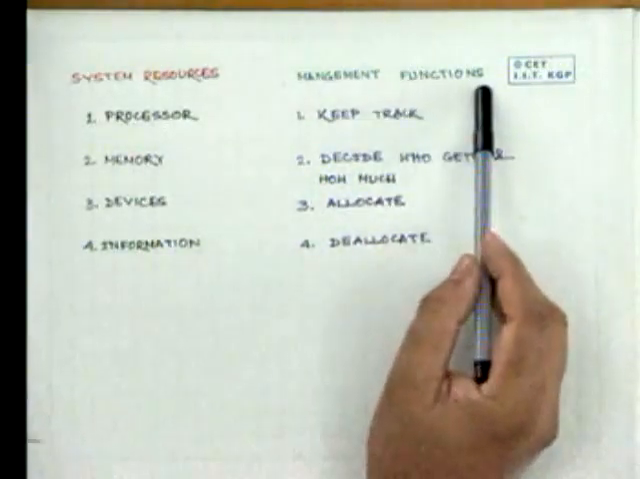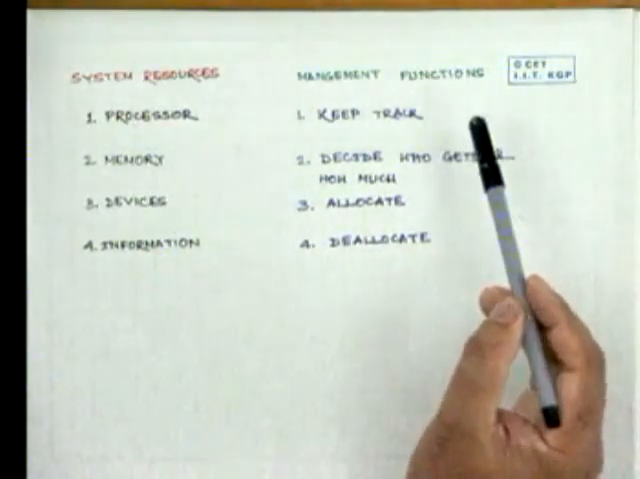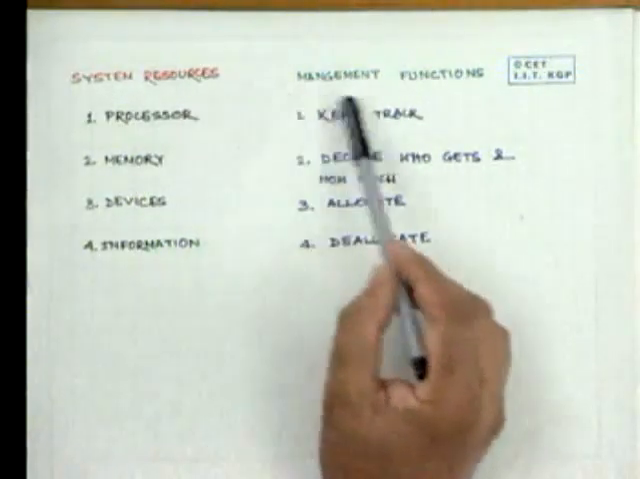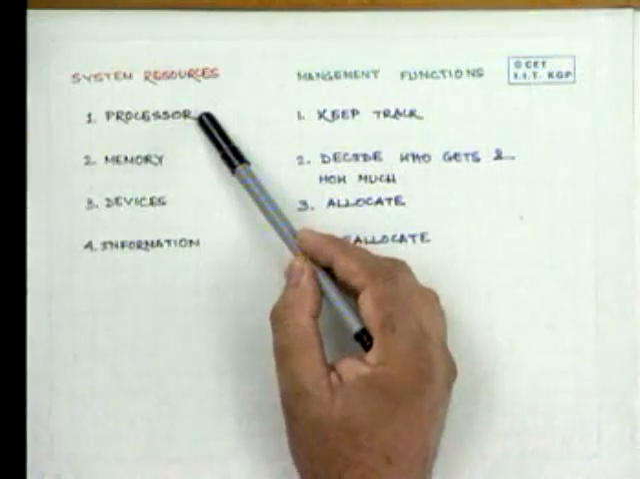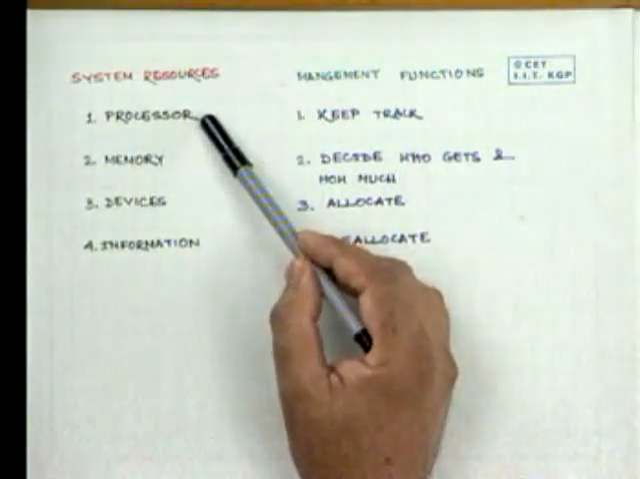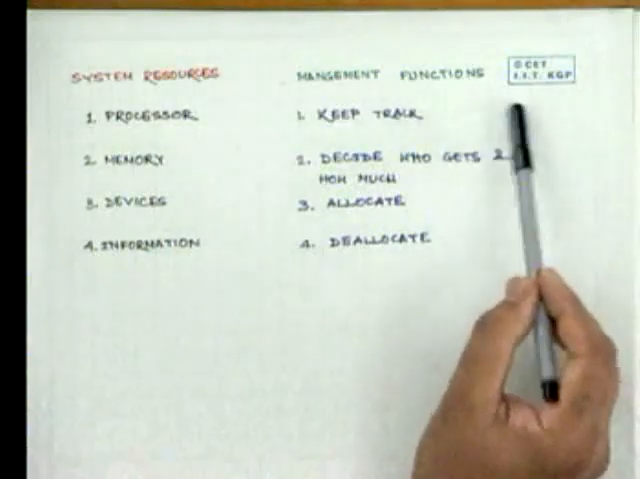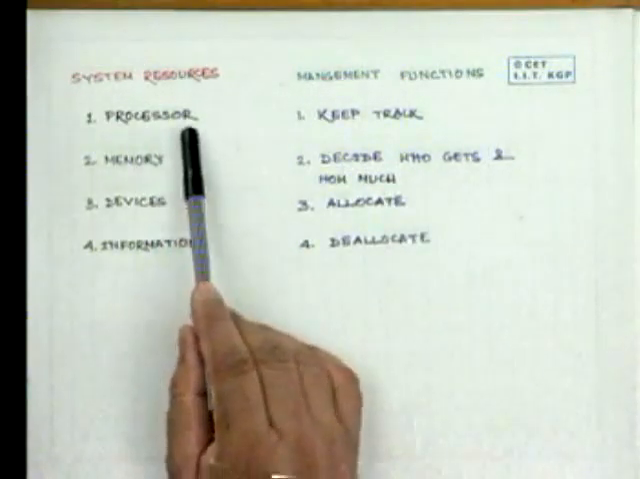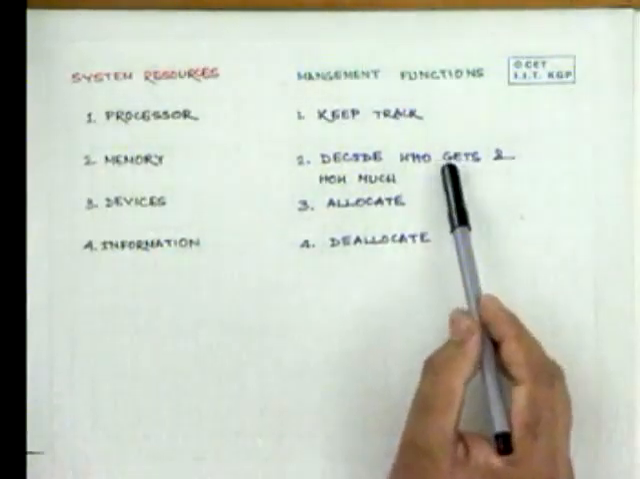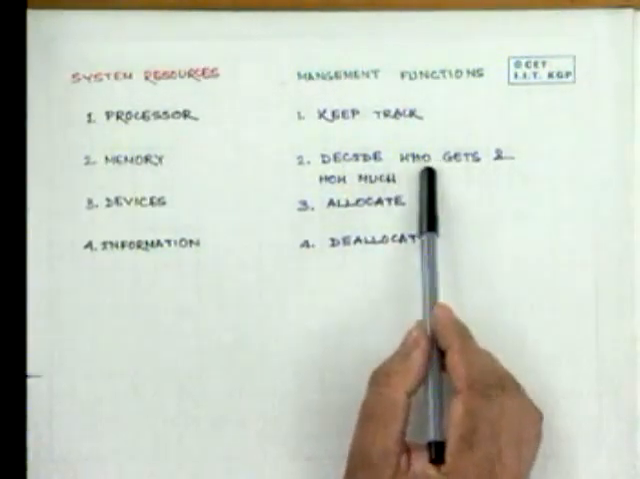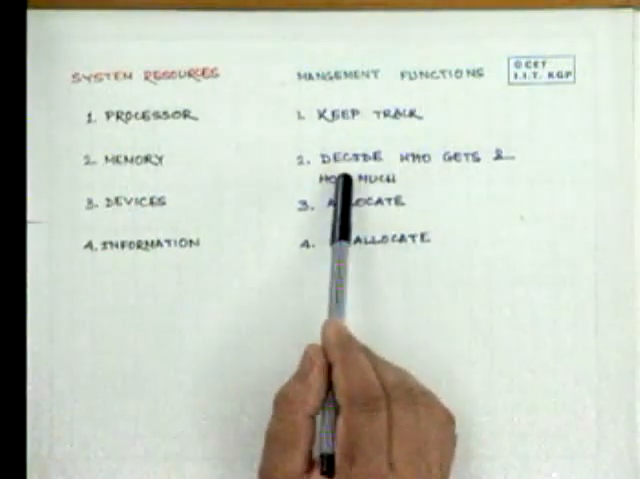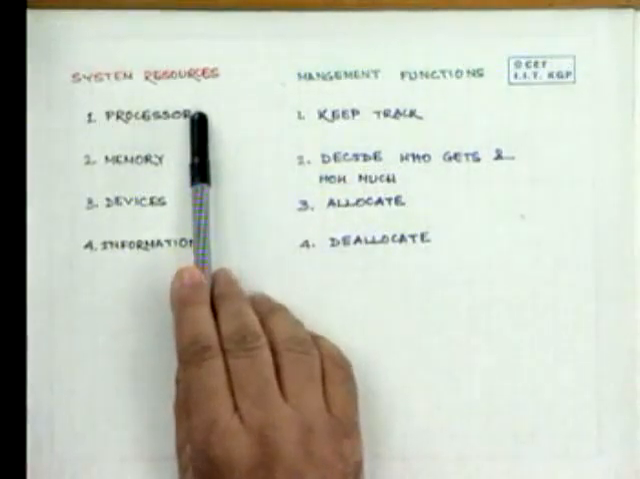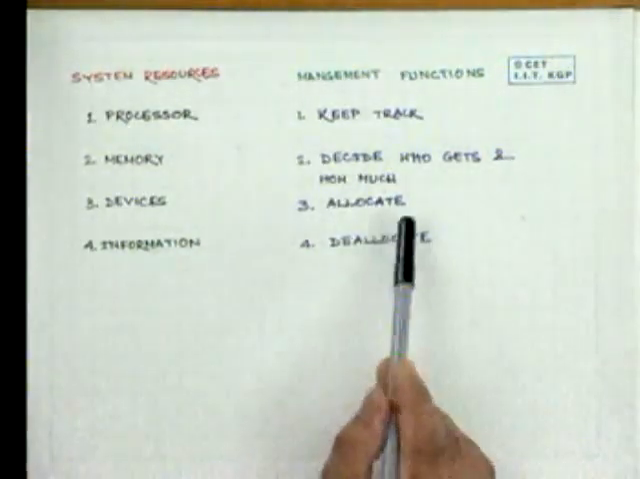The management functions that the operating system has to do are to keep track, for example, in the case of a processor, of the status of the processor, whether it is in use or not in use, such information. Then decide who gets and how much. For example, of the many programs that will be running, it decides which program gets the processor, for how much time it gets the processor, and so on.